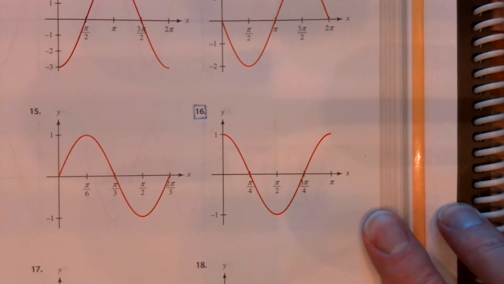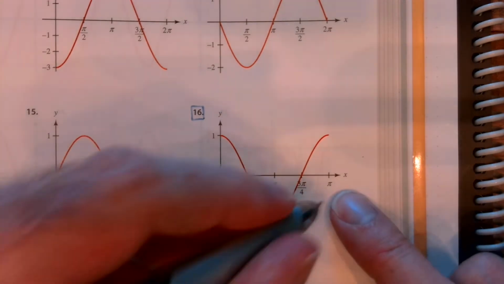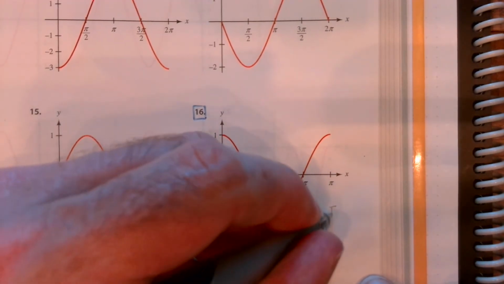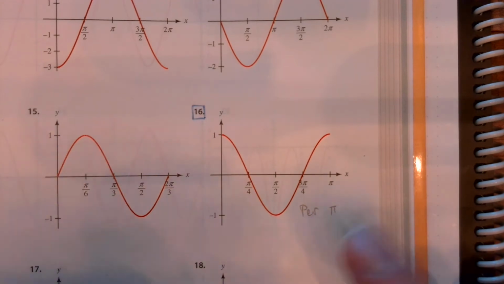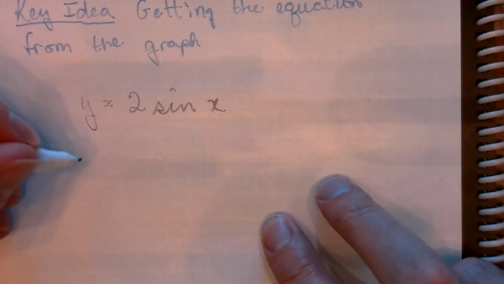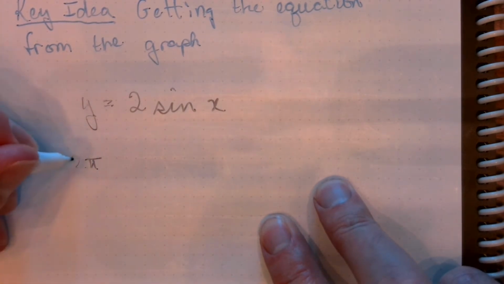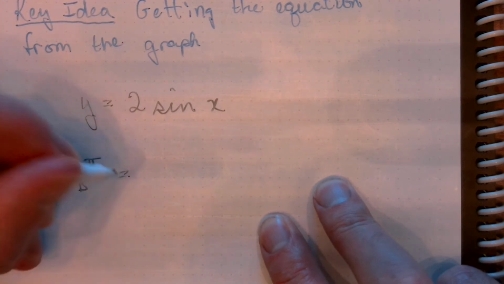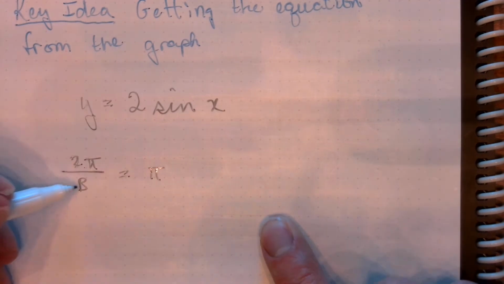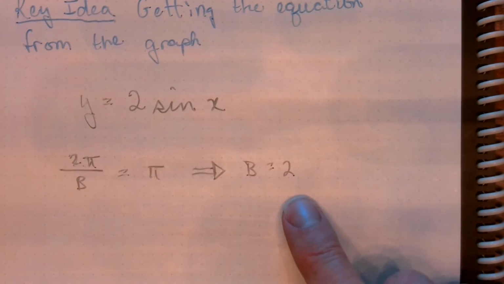Let's look at this one right here. Okay, here we've got a change to the period. Notice my cycle starts at 0 and it ends at pi. Okay, the period is pi. Amplitude is 1. And this will be a cosine function. Now, if I want my period to be pi, that tells me what b is. So 2 pi over b is equal to my period, which is pi. I can solve this for b, and you're going to get b equals 2.